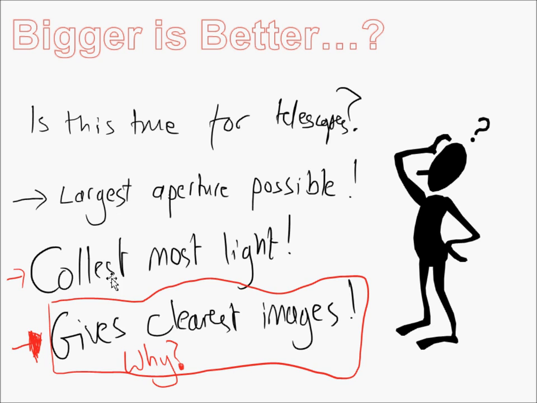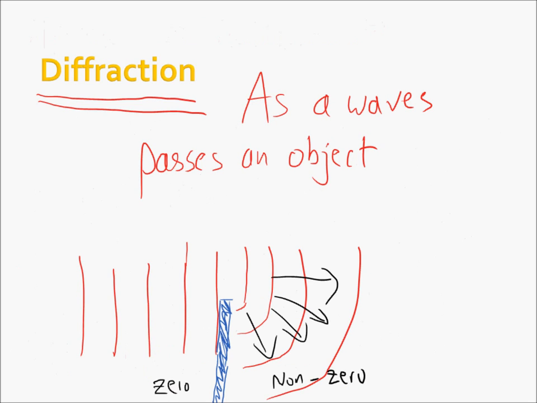Not only do you collect more light, which means you can see dim objects from the night sky, you get clearer images because you minimize the effect of diffraction.